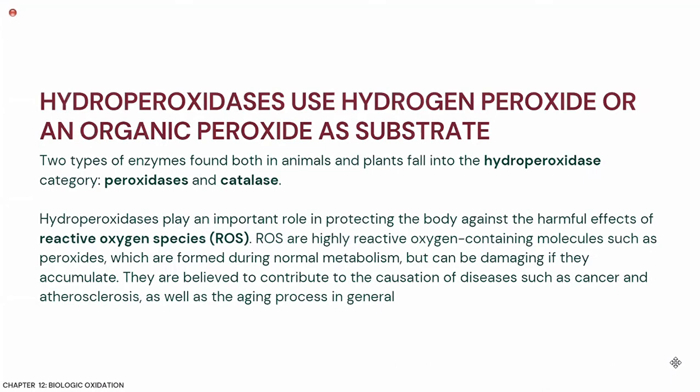Hydroperoxidases use hydrogen peroxide or an organic peroxide as substrate. Hydroperoxidases, there are two of them, peroxidases and catalase. Hydroperoxidases play an important role against the harmful effects of reactive oxygen species, or what you call ROS. They are highly reactive compounds. So they have to be destroyed, or you need what we call antioxidants, because these ROS are very strong oxidants. They can damage the cells, they can damage the organelles.